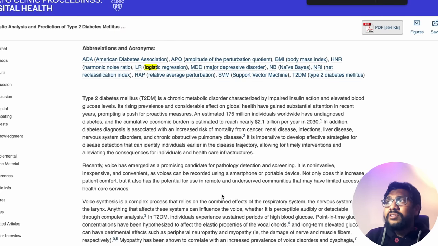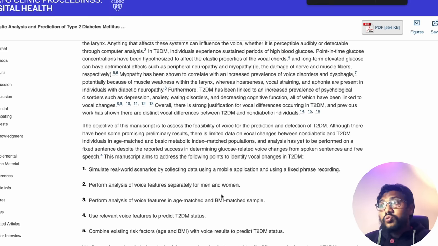And that is exactly what this paper is proving, that using logistic regression, Gaussian naive Bayes, support vector machine, these are not even XGBoost level models. These are mostly parametric models. And using these models, you can build a statistically significant model that can differentiate between T2DM, a diabetic voice, and a non-diabetic voice. I never knew that using voice, you can predict whether somebody has diabetes or not. And that is what this paper is about.